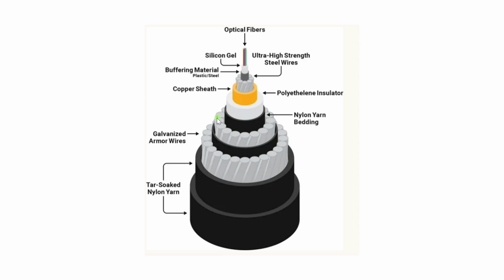After that, there is another layer of nylon yarn, and next there is a copper sheath that gives information when some damage occurs in the middle of the sea. This copper sheath sends the information to the center that there is a problem in the wire. Another layer is ultra high strength steel wire, and there are some silicon gels available. And at the very end, the fiber optic wires are available. This is the basic structure of fiber optics. Let's go.